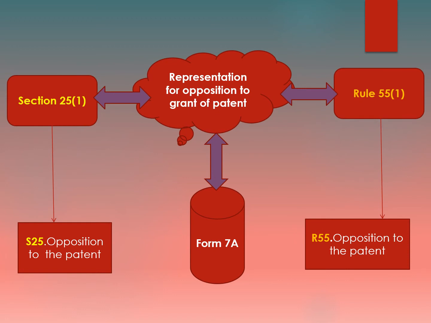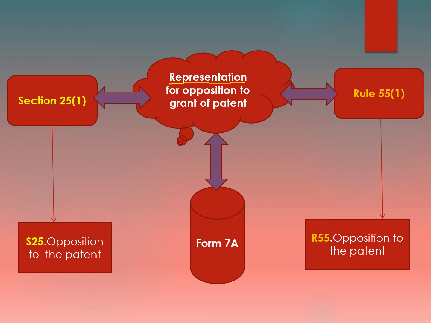Next, Form 7A. We can say that there are two forms, or we can say this one is an extension to Form 7. So Form 7A is about representation for opposition to the grant of patent. What we discussed earlier is that Form 7 is notice of opposition. Here this is representation of opposition. How to represent, right?